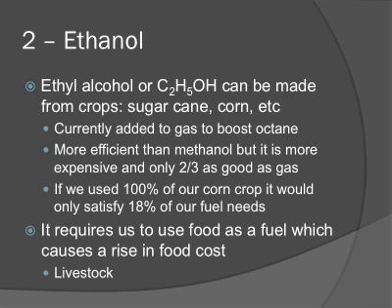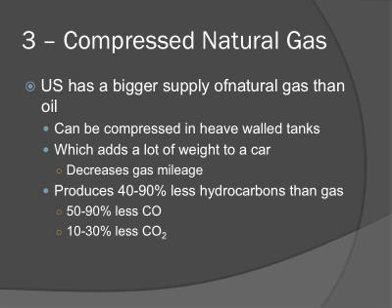The next one is compressed natural gas. The U.S. has a bigger supply of natural gas than oil. Natural gas is often found around oil, but we have a much bigger supply of natural gas than oil, so therefore we wouldn't have to import it in. Honestly, what we would do is compress it into heavy walled tanks.